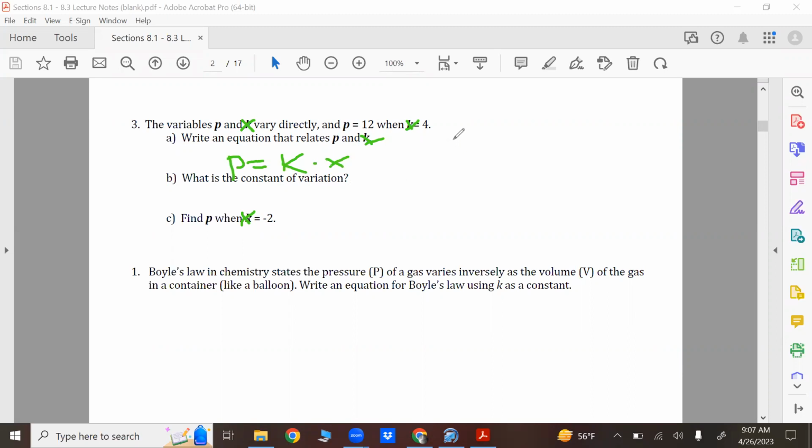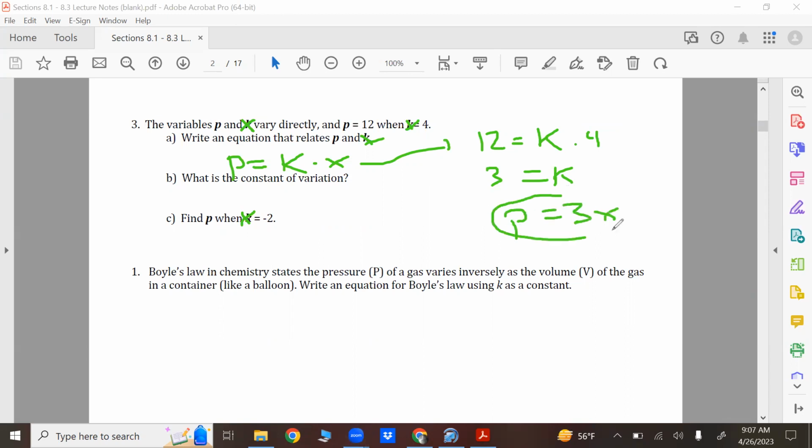So now, let's get the equation. 12 equals K times 4, right? What's K equal, guys? 3. So your equation is, not Y equals, P equals 3X. There you go. Constant of variation, of course, is 3. And then solve for P when X is -2. P equals -6. Boom, got it. That's all.